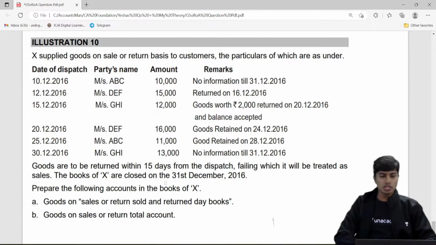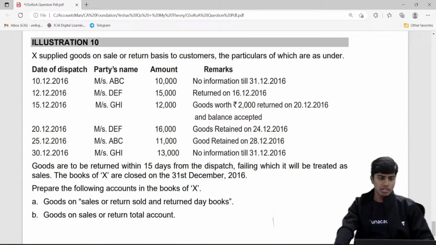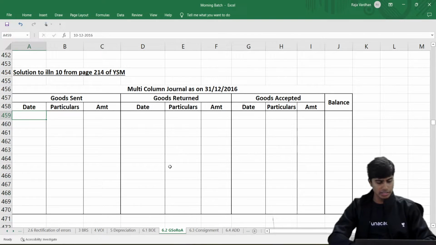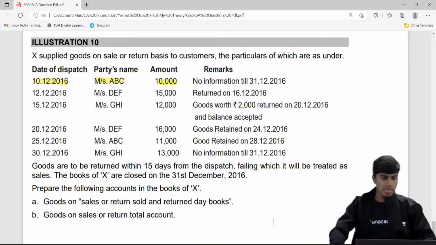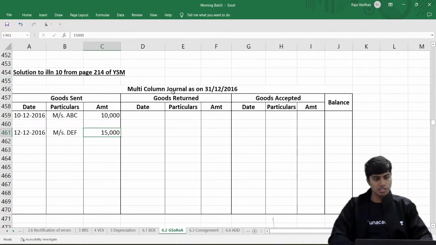X supplied goods on sale or return basis to customers, the particulars for which are as under. Let's put this data into the sheet and then see the remarks later. Date of dispatch: 10/12/2016 to ABC 10,000. I'll write that goods sent 10th of December 2016 Messrs ABC 10,000. Then on 12th of December 2016 Messrs DEF 15,000. I'll read the remarks part later.